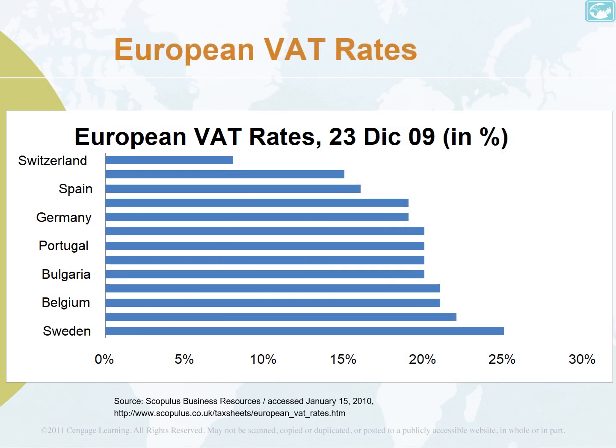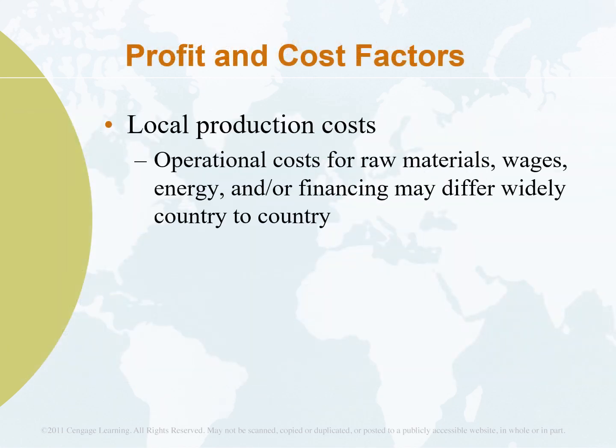This is the European VAT rate, value added tax rate. These are older numbers, but you can see it's pretty high. It's a very high tax rate. In Sweden, that's right, 25%. Belgium, Bulgaria, Portugal, around 20%. Switzerland is lower, about 7-8% in VAT rates, value added tax.